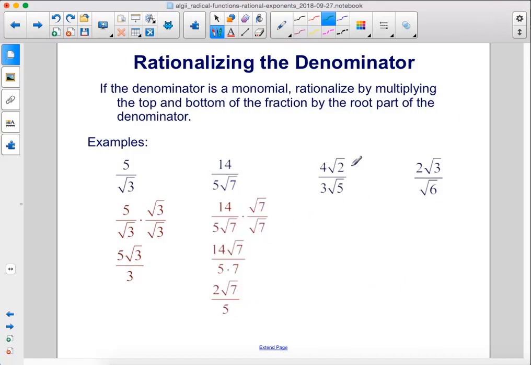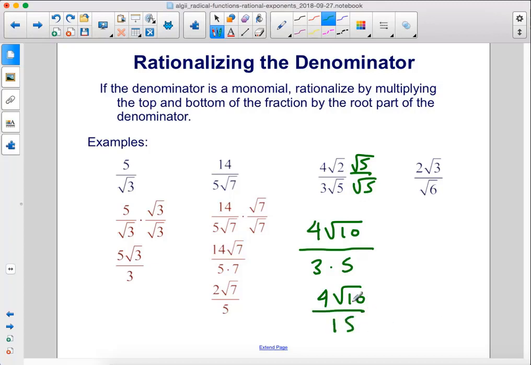Okay, now we can multiply the top and bottom here by the square root of 5, which is the radical on the bottom. So we have 4 times the square root of 10, since we can multiply the radicands in there, divided by 3 times 5. So this is 4 times the square root of 10 divided by 15. This cannot be simplified further.